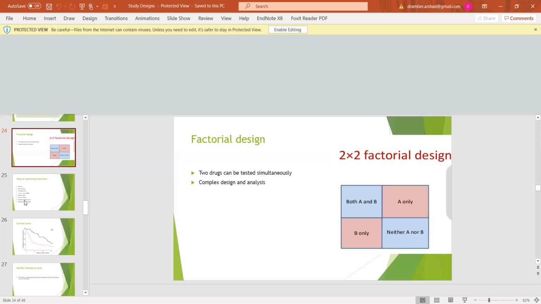For example, if we want to look at the effect of beta carotene and aspirin on treatment of MI, we can use this study design. And the additional advantage is that the synergistic and antagonistic effects of the interventions can be studied simultaneously, that is, whether two drugs have a synergistic effect or they are blocking the effect of each other. So it is a complex design, and complex analysis can be done.